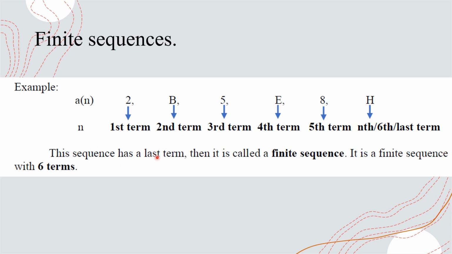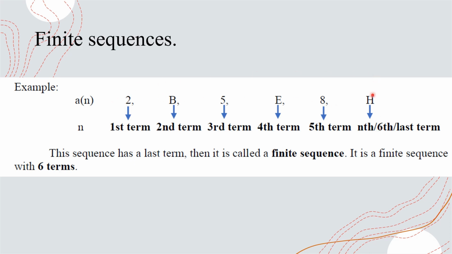So, this sequence has a last term. Then it is called a finite sequence. It is a finite sequence with 6 terms. So, as you can see, meron po daw siyang last term, naka-indicate yung kanyang last term. At pag may last term, may huling term, tatawagin natin siyang finite sequence. So para madali ninyong matandaan, pagka finite sequence, merong last, merong end, merong katapusan.